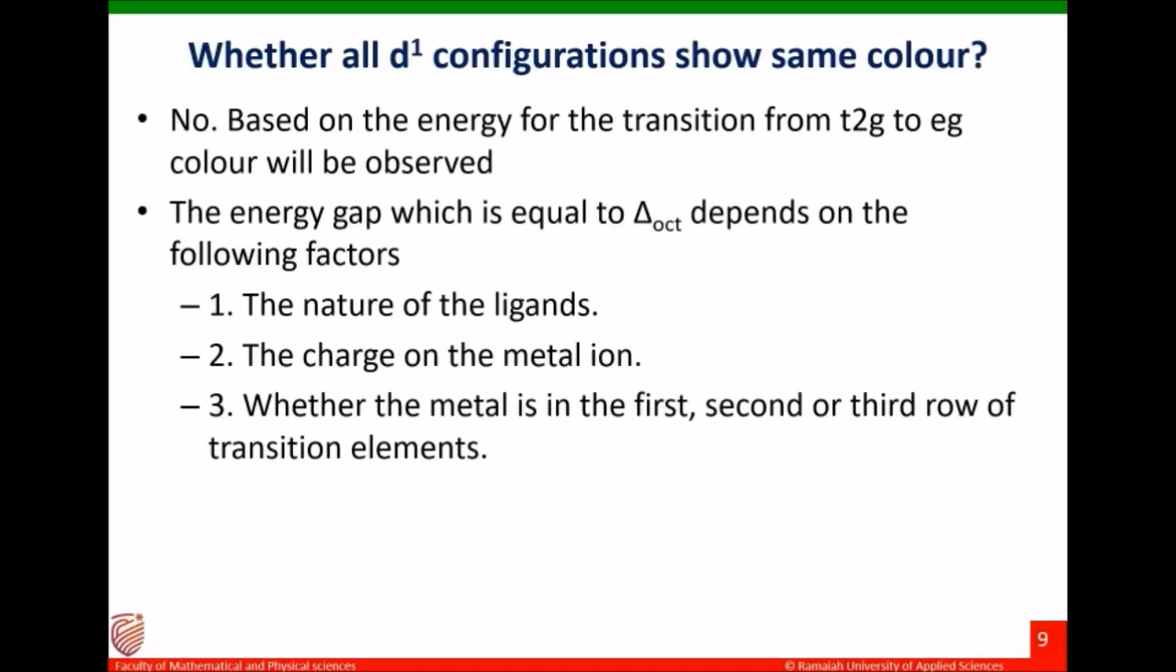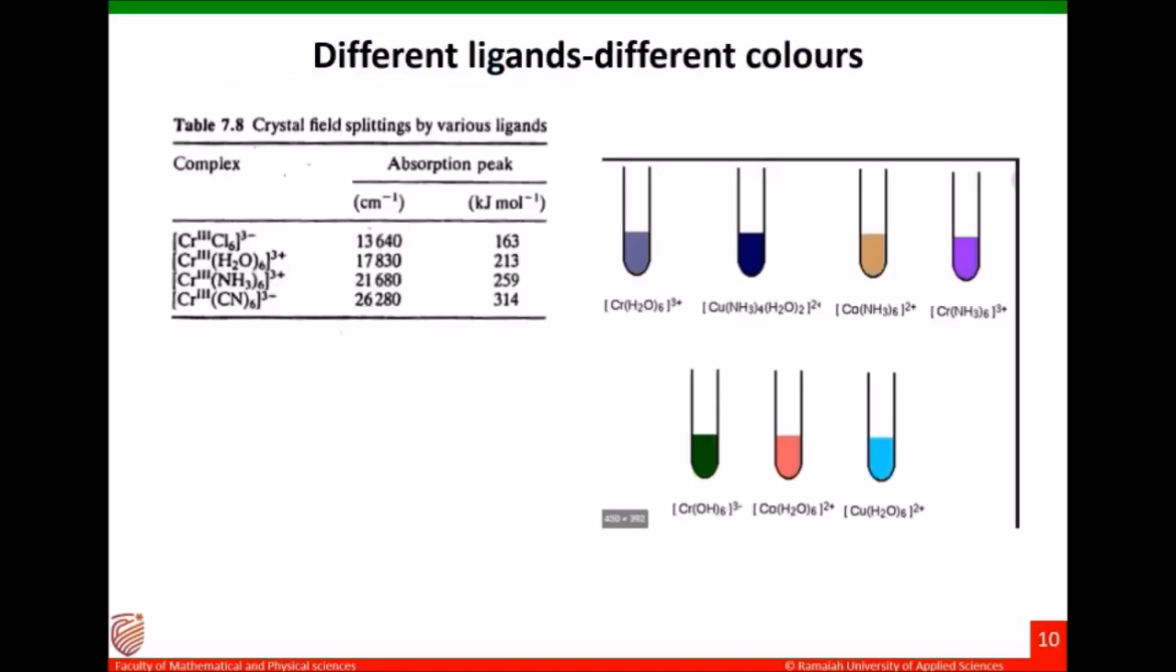Also, whether the metal is in the first, second or third row of the transition metals changes delta octahedral. So these are the factors which change the color of coordination complexes. For example, here I have given 4 different complexes of chromium with different ligands, and you can see they absorb light at different wave numbers. So these different compounds show different colors. For example, with the ammonia-based ligand and chromium metal ion, it shows violet color.